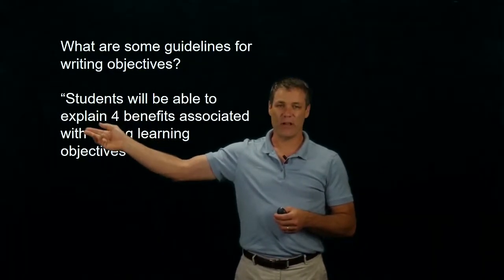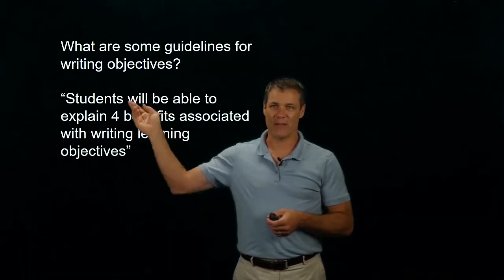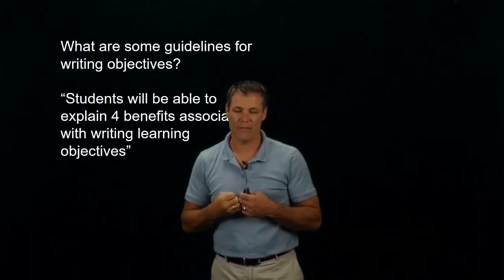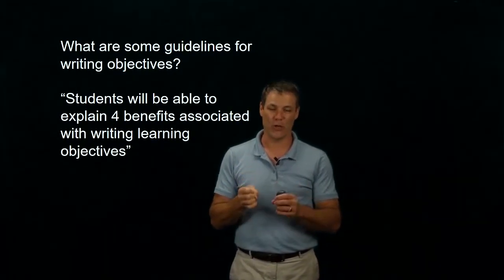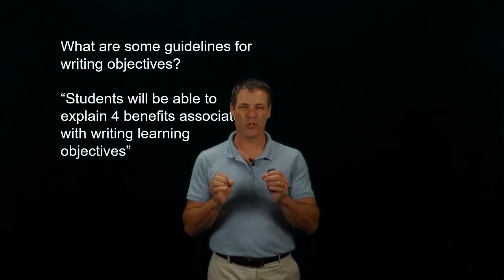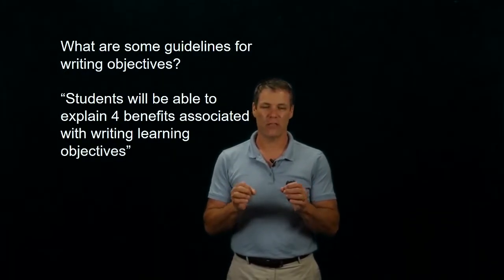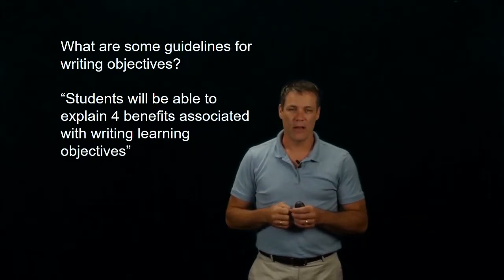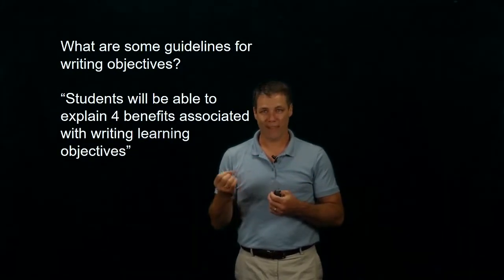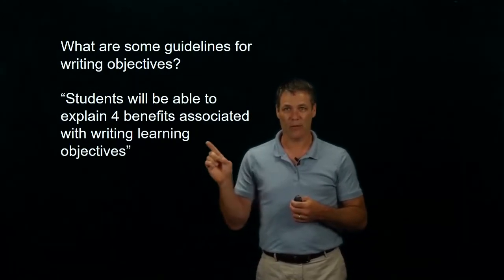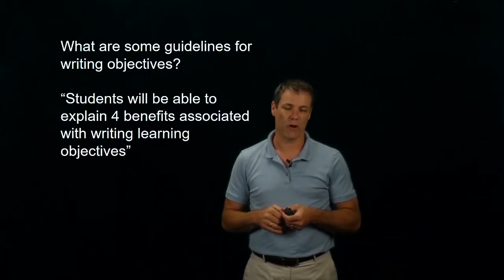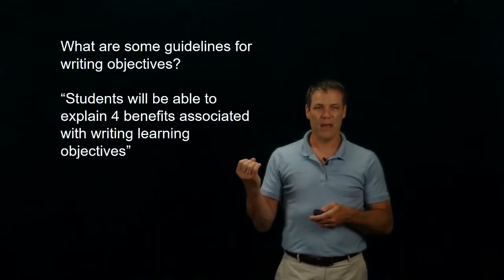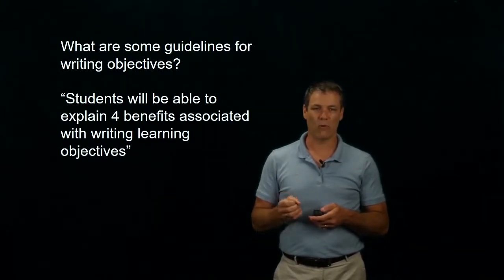And in almost every situation when I write learning objectives, we're talking about students. Students will be able to. And this is my favorite phrase. It defines very clearly who, the students, and that they will be able to do something actionable, something measurable. In this case, that behavior is explained. So upon completing the activity, in this case the video you're watching, you should be able to explain 4 benefits associated with writing learning objectives. Here again we have the A, audience, and B, behavior of a well-written learning objective.